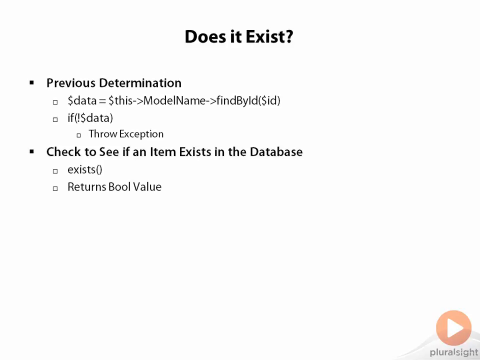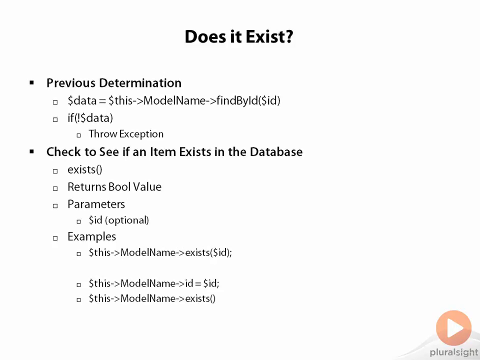We use the exists method to check to see if an item exists in the database. This method returns a Boolean value of true or false. The method also takes an optional single parameter, which is the ID of the item you're trying to look up. For example, we would use this, the model name, and then the exists method, and then pass in the ID as the parameter.